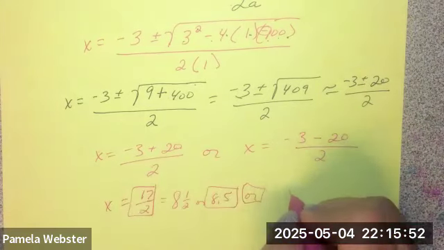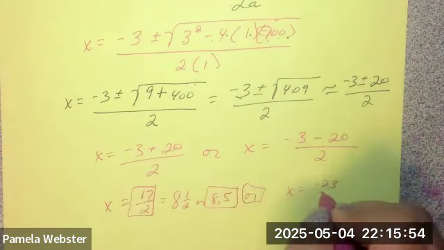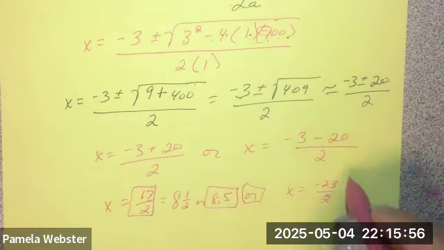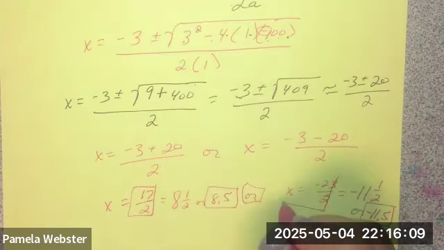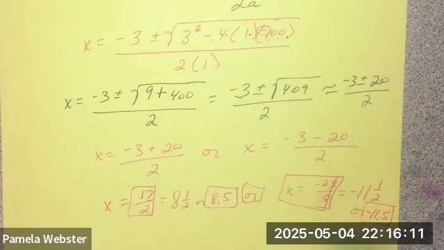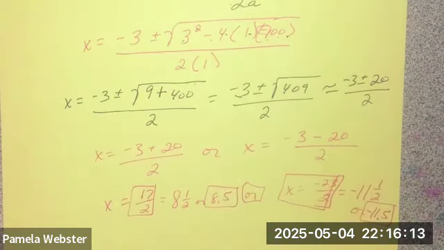Or negative 3 minus 20, x equals negative 23 over 2. Again, if this is 22, it would be a negative 11 and a half, right? Or negative 11.5. Okay, so that's where I'm sitting at.